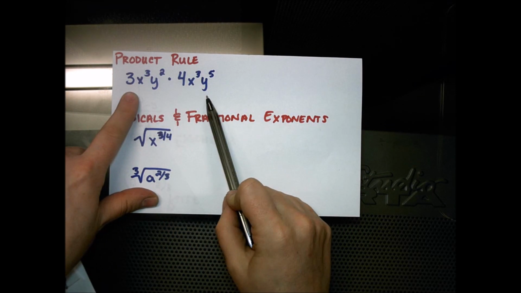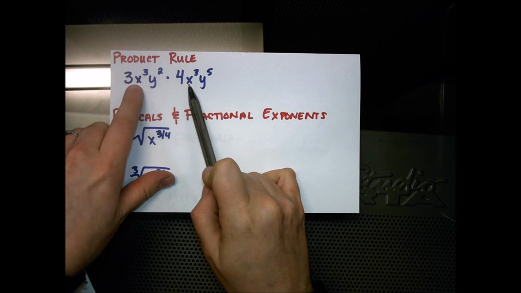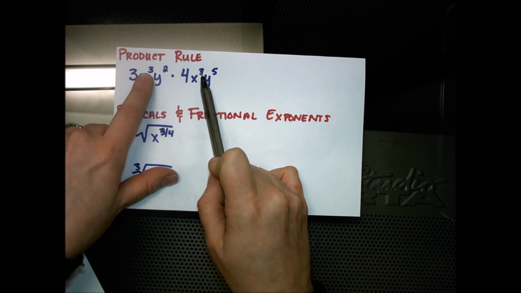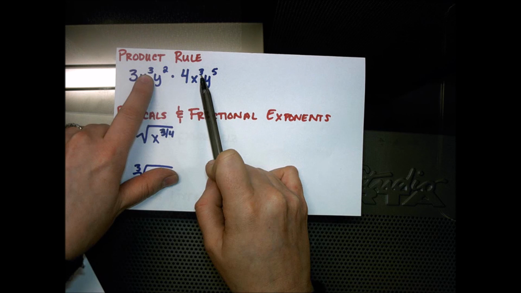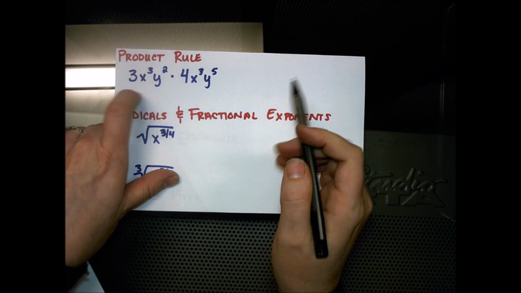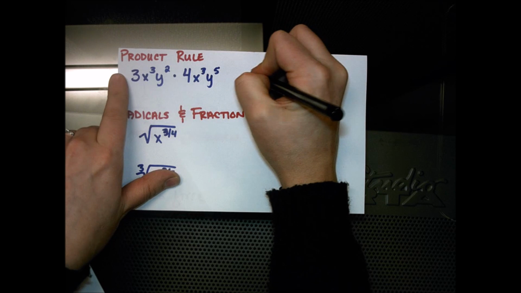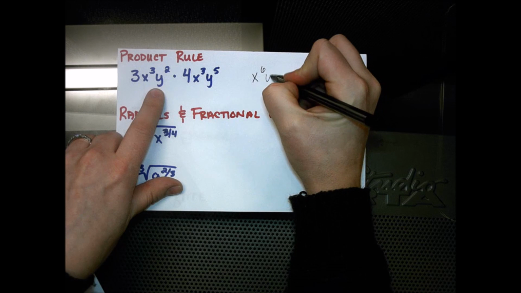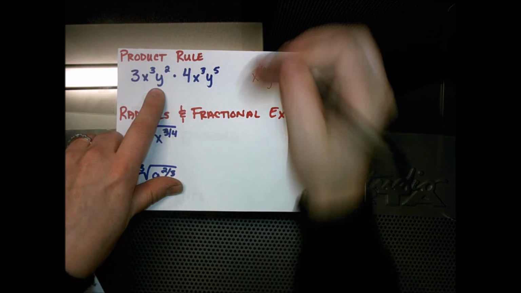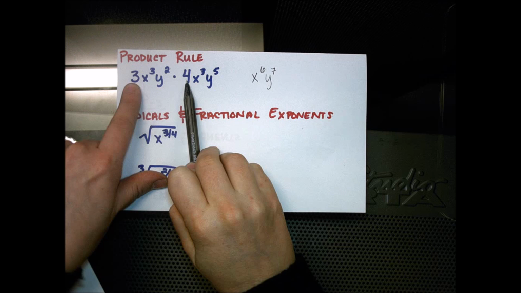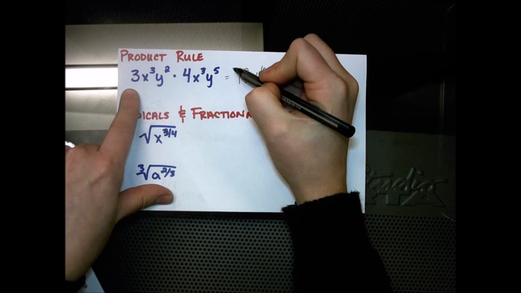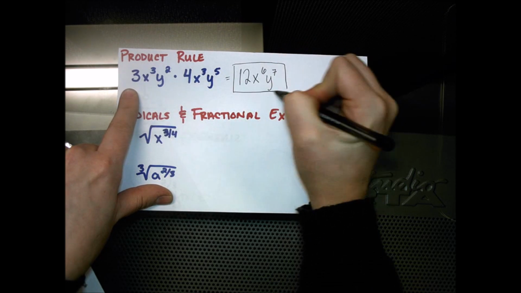When I'm using the product rule, if I have the same base, what do I do with their exponents? You add them. Very good. So x to the 6th, y to the 7th, and then what do I do with my coefficients? Still multiplying, so you get 12 here. Awesome.